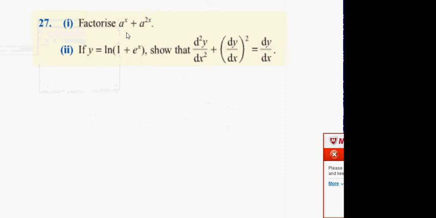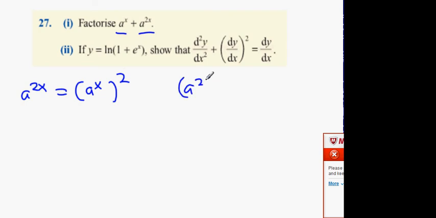factorise a^x and a^(2x). Now, what you need to do here is, what is a to the power 2x? What does it mean if I was to separate it out? It's a to the power of x, to the power of 2. You also could have done a squared to the power of x. Now, why wouldn't I have chosen option B? Because it's not in the same form as the first part. Okay? So we're going to get a^x plus (a^x) to the power of 2.